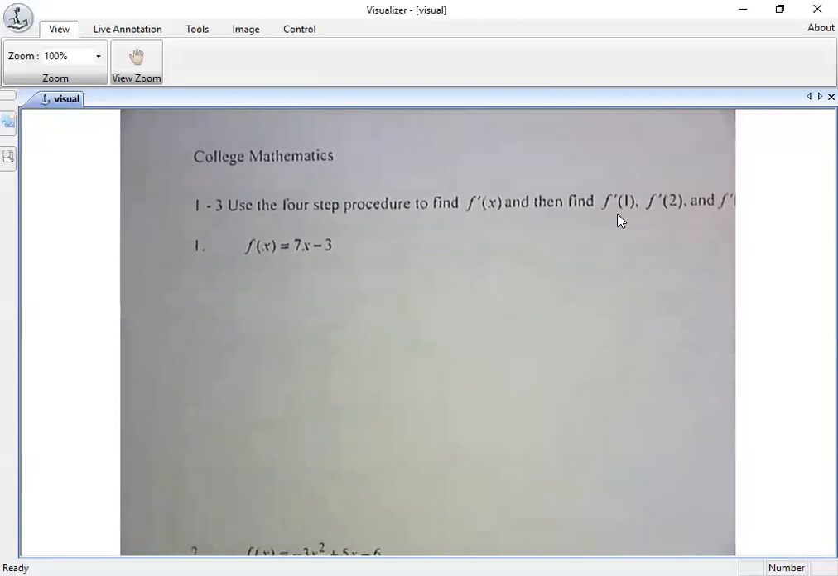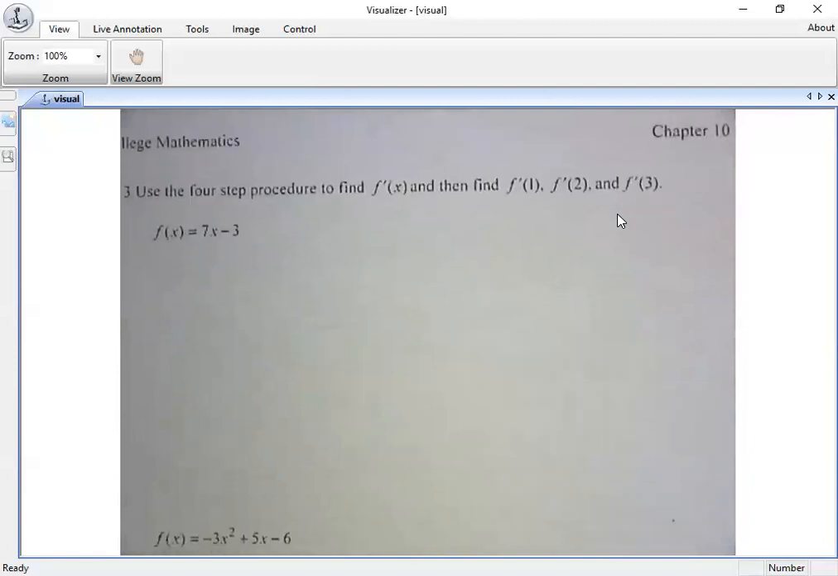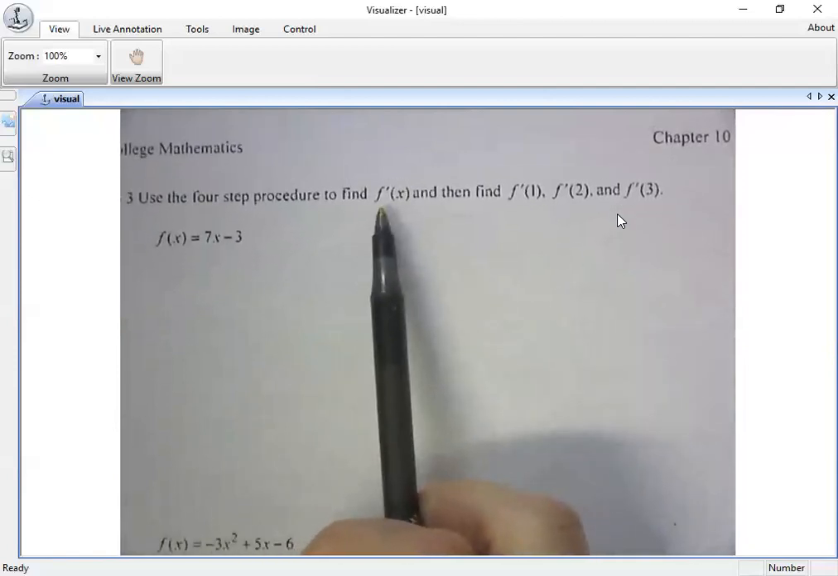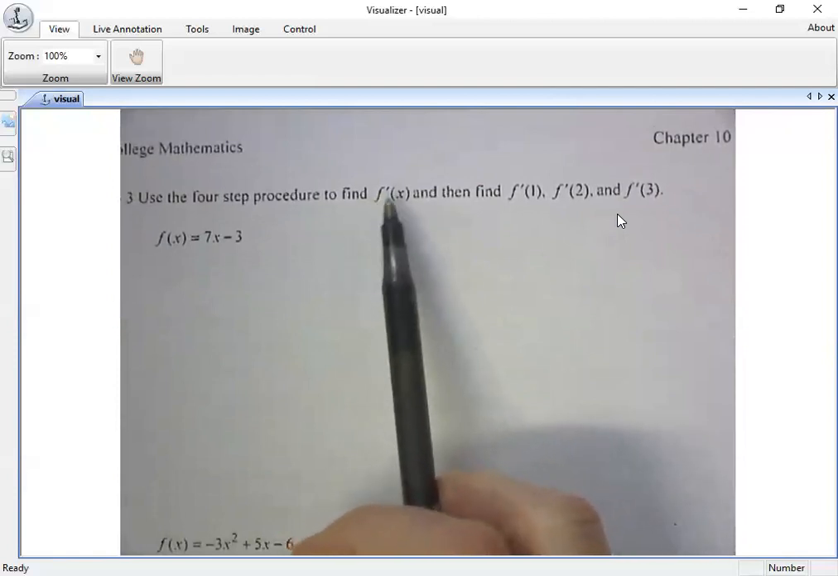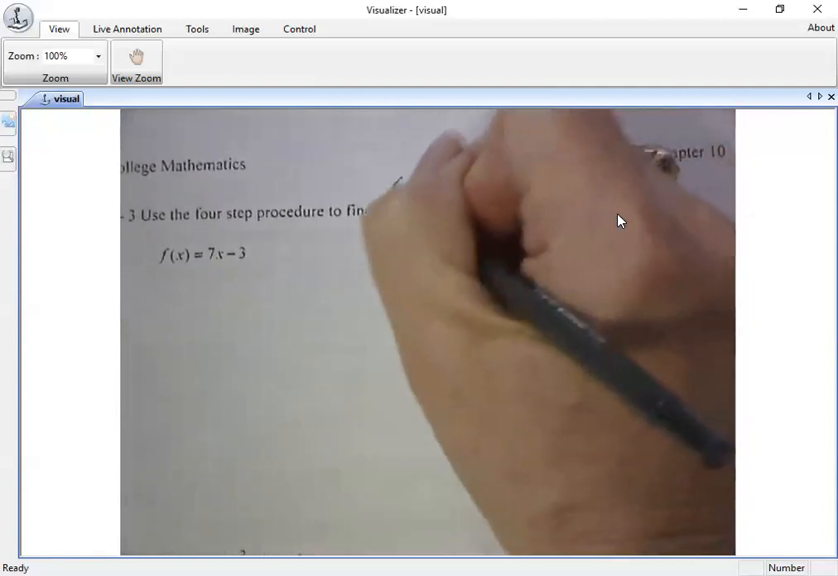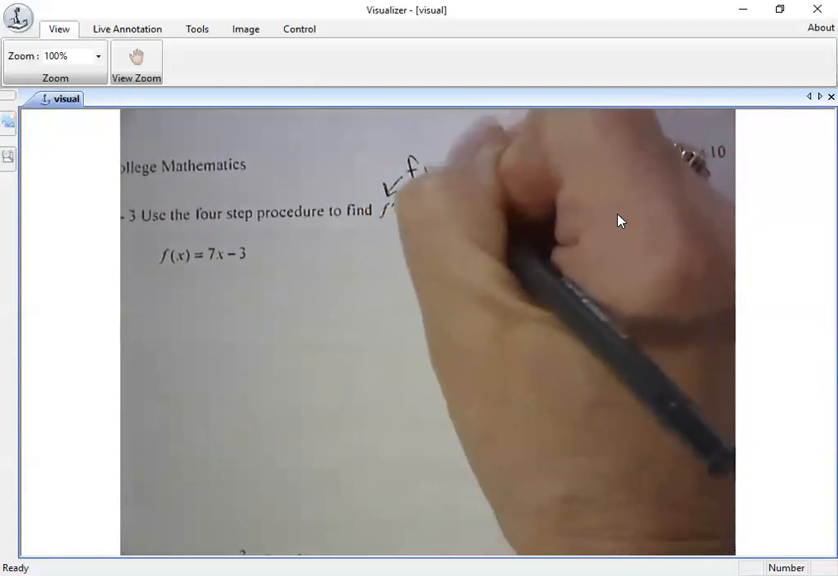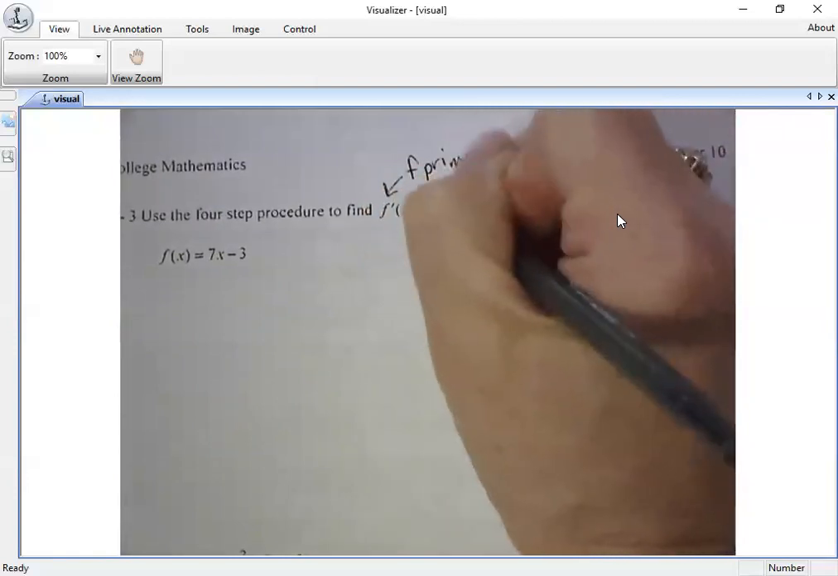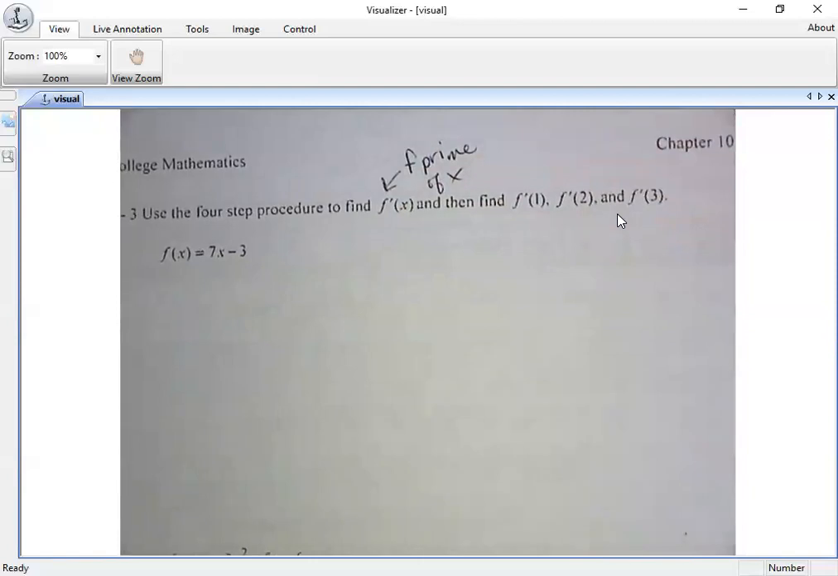First thing it says is use the 4-step procedure to find, now here's some notation we need to get comfortable with. This is f, and it looks like an apostrophe after it. You know what you call that when you have an apostrophe after something in math? Prime. Very good. This is going to be f prime of x. Okay? And what that prime stands for is saying we're finding the derivative, or the rate of change.